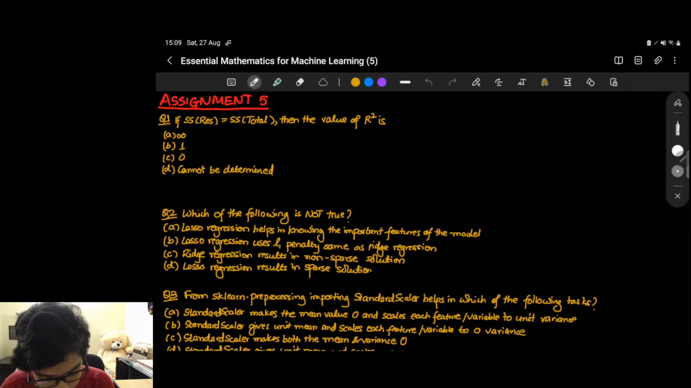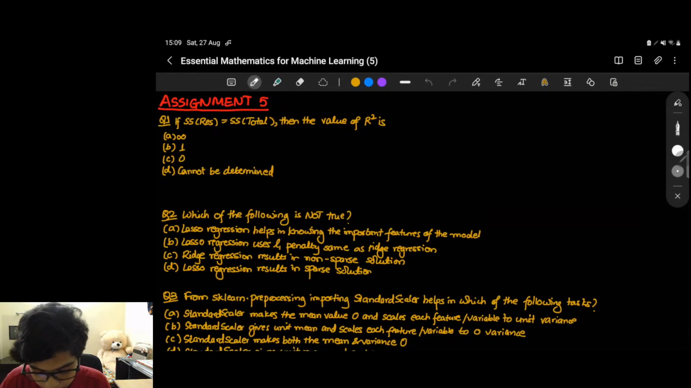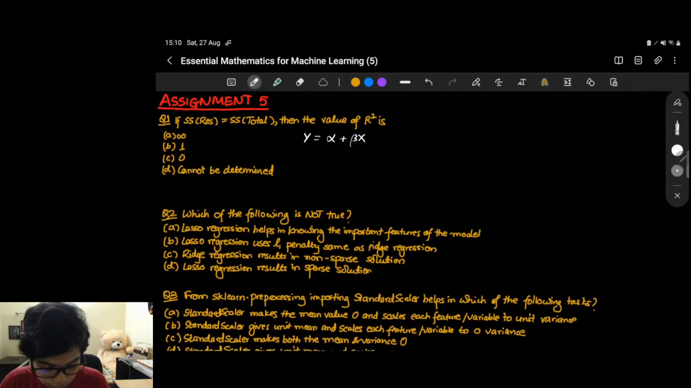Our first question is: if the sum of squares of the residues and the sum of squares of the total residues are equal, then what is the value of r squared? Now this question is very simple. Only some technical jargon they have used, and I would remind you of what the equation for r squared is. Let us say we have an equation for curve fitting, linear regression, or whatever curve fitting that we want to do.